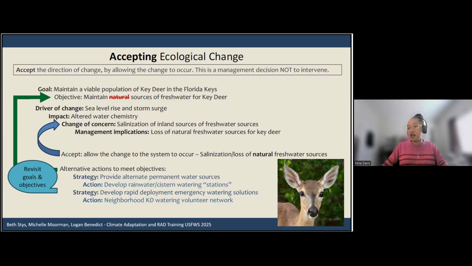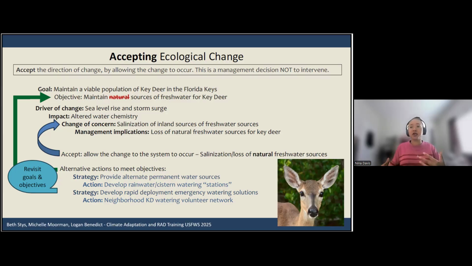Now, accepting this wasn't giving up. They decided that they needed to just rethink their objective. Instead of trying to maintain natural sources of fresh water, they decided that they would maintain simply sources of fresh water for key deer, still meeting their goal of maintaining that viable population of key deer in the Florida Keys. But they accepted that they would no longer have those natural sources. They would just go back to the drawing board to come up with alternative actions to meet this new objective.